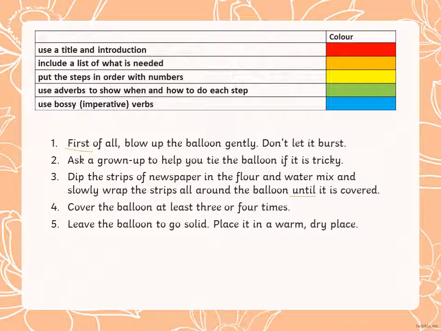So I'm going to read it carefully, see if you can find the adverb. First of all, blow up the balloon gently. Don't let it burst. Ask a grown-up to help you tie the balloon if it is tricky. Dip the strips of newspaper in the flour and water mix and slowly wrap the strips all around the balloon until it is covered. Cover the balloon at least 3 or 4 times. Leave the balloon to go solid. Place it in a warm, dry place.